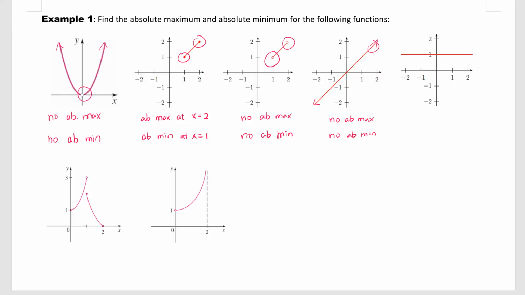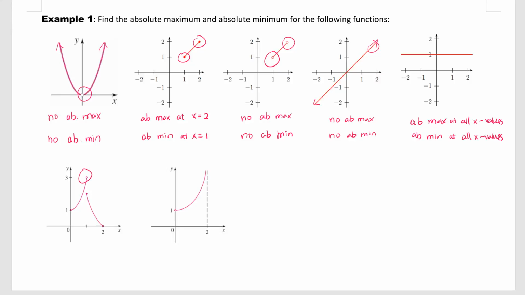Okay, how about here? If everybody in our classroom has the same height, what do you say? Everybody is the tallest and everybody is the shortest. So that's why in this example, the absolute maximum is at all x values, all numbers. And also the absolute minimum is at all x values.